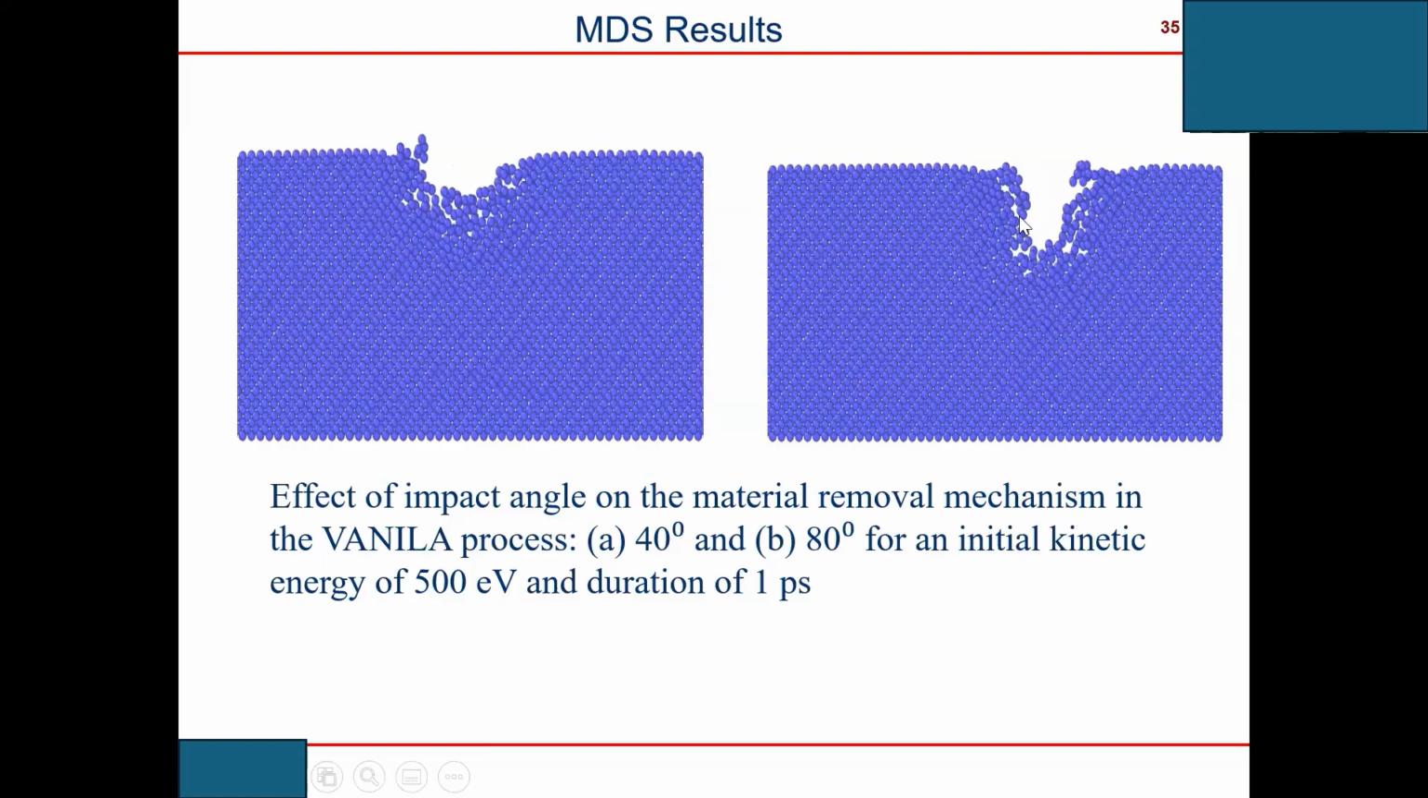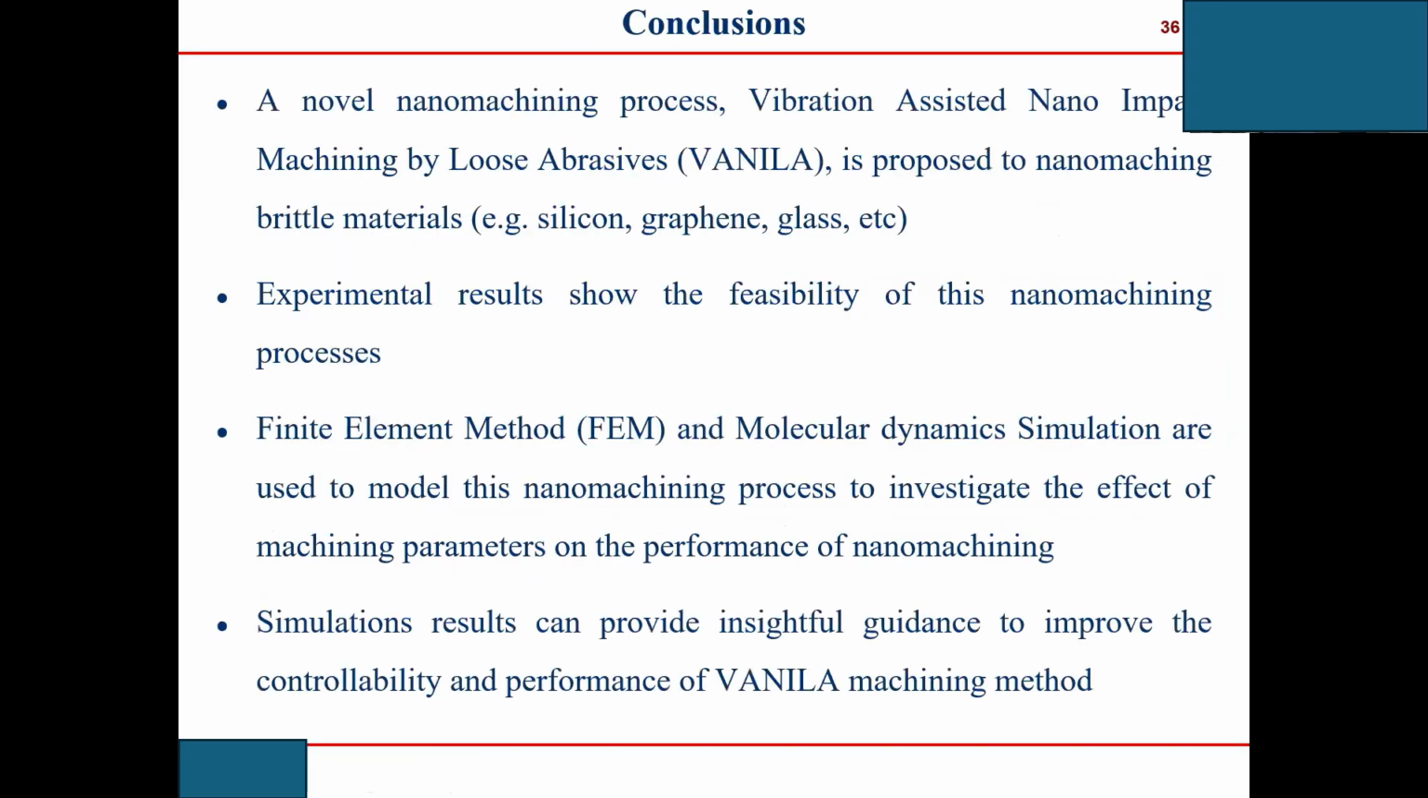Here are the different cases. This is 40 degrees and this is 80 degrees. The time is 1 picosecond, and picosecond means 10 to the power negative 12 seconds. The energy is 500 electron volts. Electron volts is a very, very small energy, because the nanoparticle is very, very small.